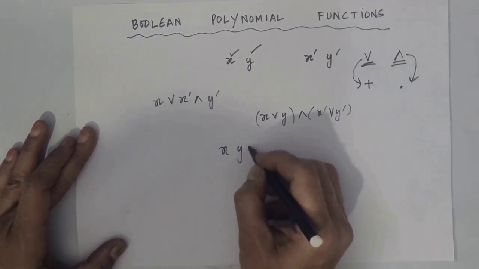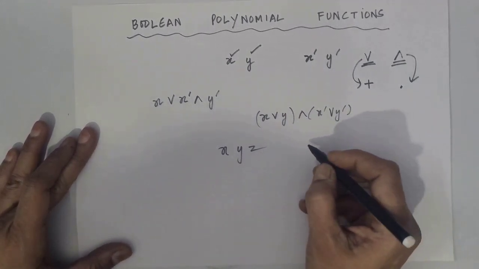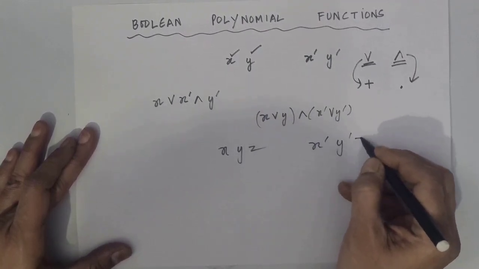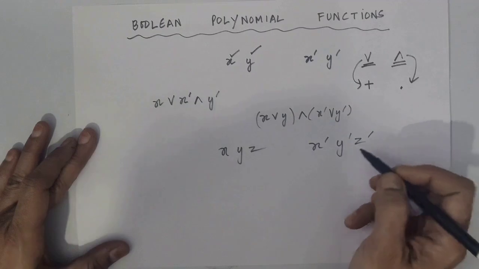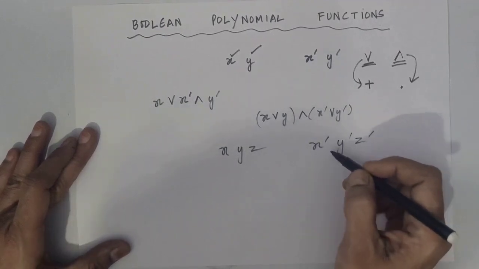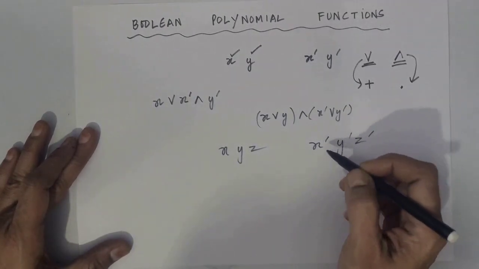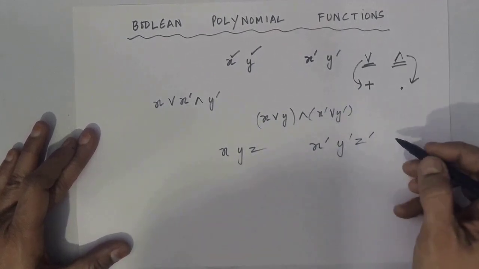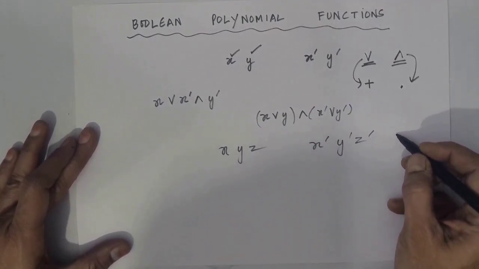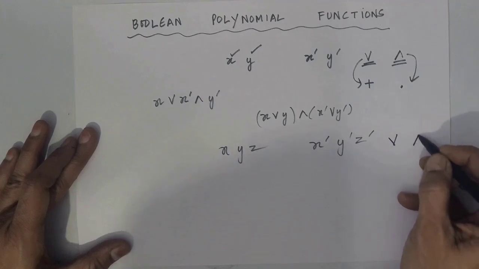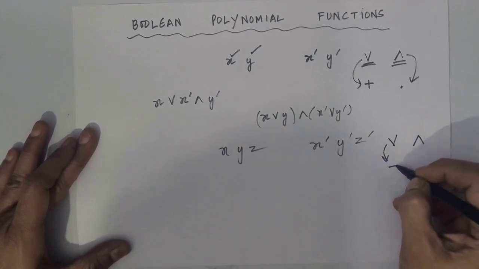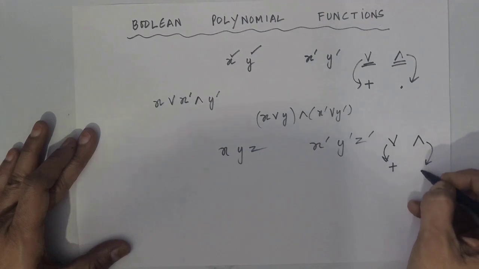If the three variables are x, y, and z, then the Boolean polynomial can involve x, y, z. Also, it can involve x dash, y dash, z dash. It may or it may not involve these variables or symbols, and also these symbols may be attached using the operator join and using the operator meet. Where, as I said already, join can be represented by plus and meet can be represented by dot.